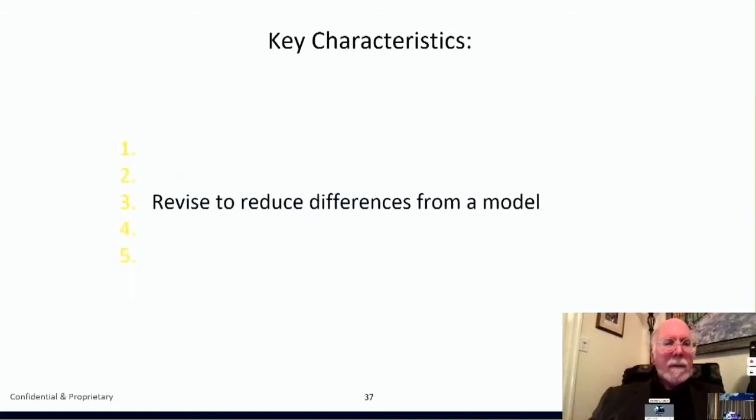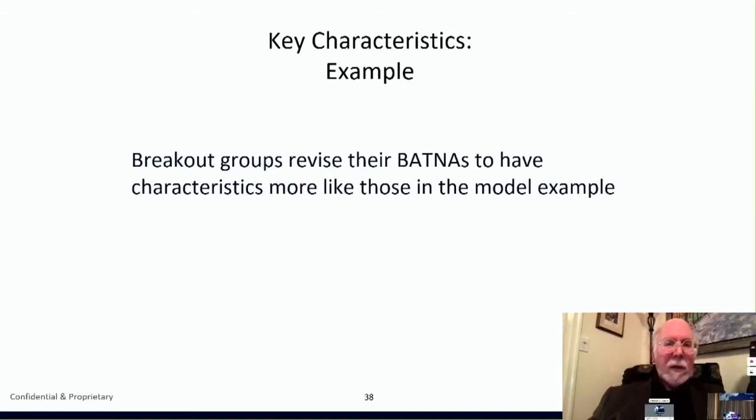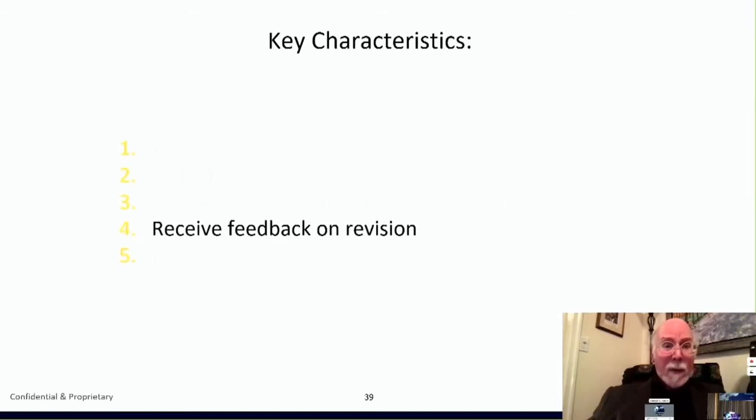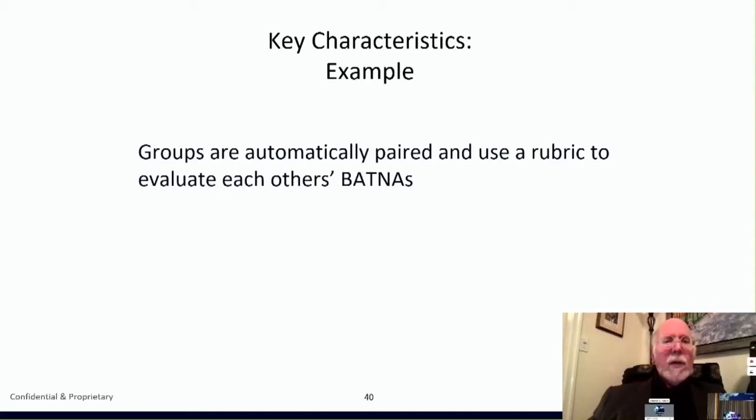Next slide, please. Then they revise their BATNA to reduce the differences from the model. Next slide, please. So they revise their BATNAs to have characteristics more like those of the model example. Next slide, please. Then they receive feedback on the revision. Next slide, please. Now you take two groups and you pair them automatically and make a bigger group. And you have each of them use a rubric, which is a way to score things, to evaluate each other's BATNAs. So one group will present their BATNA to the other, who would then evaluate it using objective criteria, like whether it's feasible and so forth.